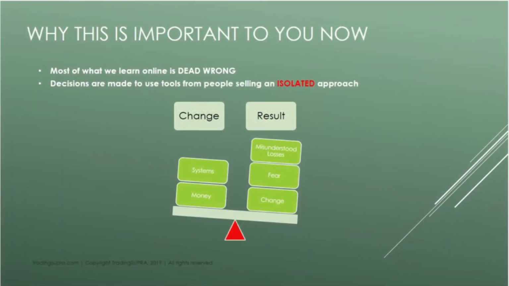Why is it important to know? Number one, most of what we learn online about trading is dead wrong. Decisions are made to use tools from people selling an isolated approach. And yes, I did write this myself, and I know it sounded like I didn't right there, but essentially what I'm trying to communicate is you may have come across some good information, a trade setup per se, and you have found or been shown areas where it works. However, oftentimes these tools are sold by people who are presenting what amounts to an isolated approach. The isolated approach means that you're taking a tactic but not attaching it to a context.